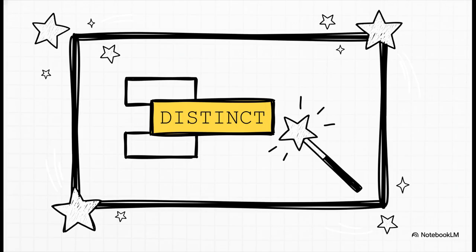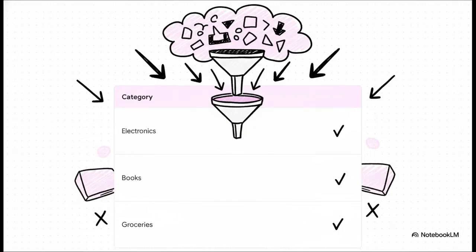Let's see what that one little word does. And bam, look at that. A clean, short, and actually useful list. Electronics, books, groceries. Each category shows up exactly once. All of those duplicates are just gone. Now that is the power of distinct.